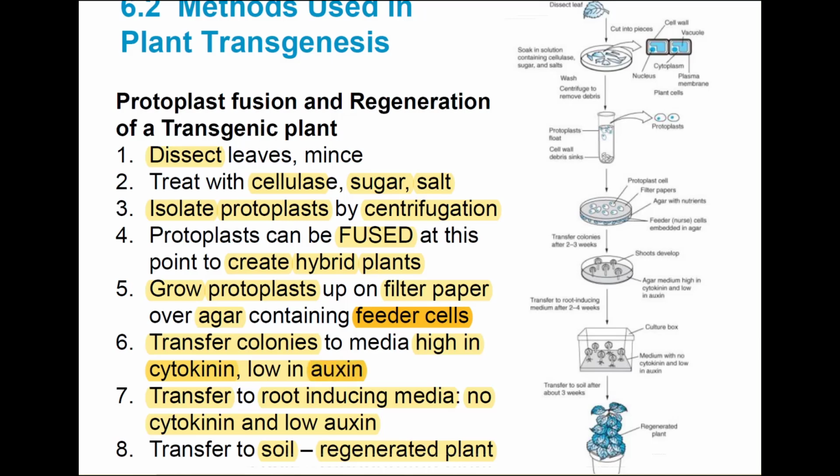Cytokinin is a plant hormone. We'll talk more about it later. And low in auxin, another plant hormone. So do not confuse cytokinin with a cytokine. Cytokine is a factor which gets cells to activate and move around.